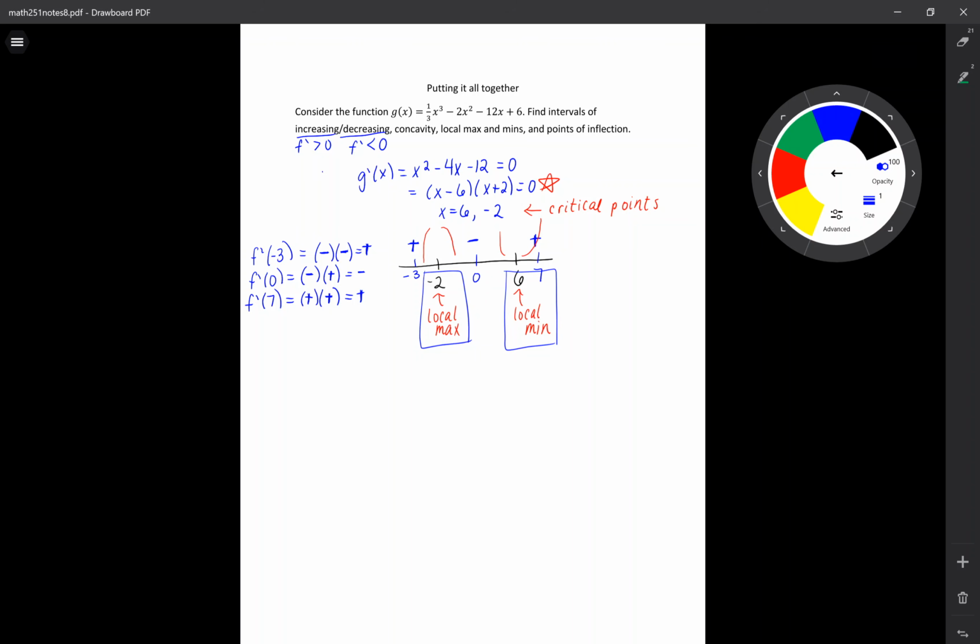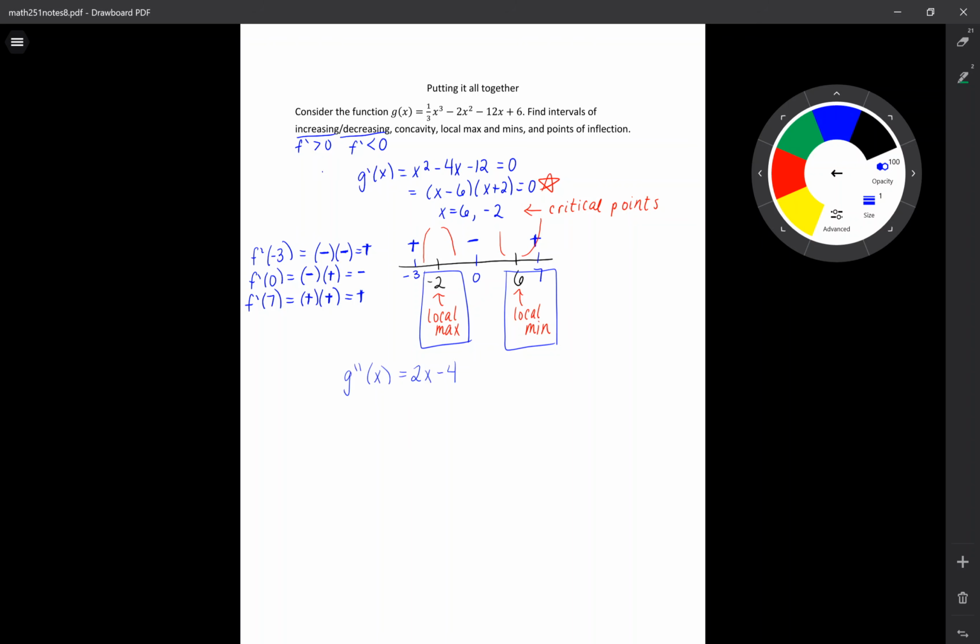Okay, so we have our increasing and decreasing taken care of, as well as our local maxes and mins. Now we need to focus on concavity and points of inflection. Remember, something is concave up if the second derivative is positive, and concave down if the second derivative is negative. So let's see what our second derivative looks like. So g double prime of x is equal to 2x minus 4.